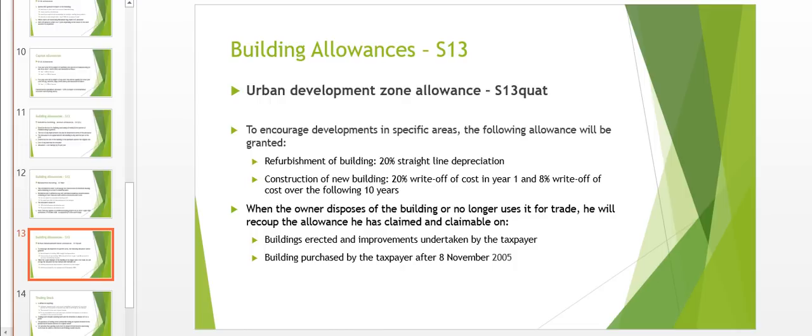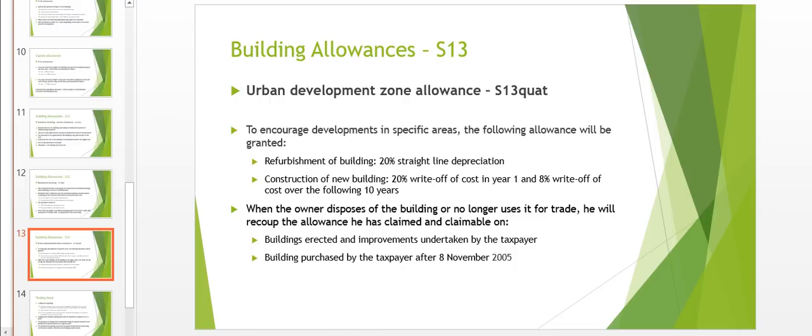So the government introduced certain development or specific areas to encourage development, and if it was in the specific area, then you can claim a Section 13 Quat allowance. And if it was only for a refurbishment of an old building, then you may claim a 20% allowance over a 5-year period. But if you constructed a new building, then you have a 20% write-off of the cost in the first year and an 8% write-off of the cost over the following 10 years.